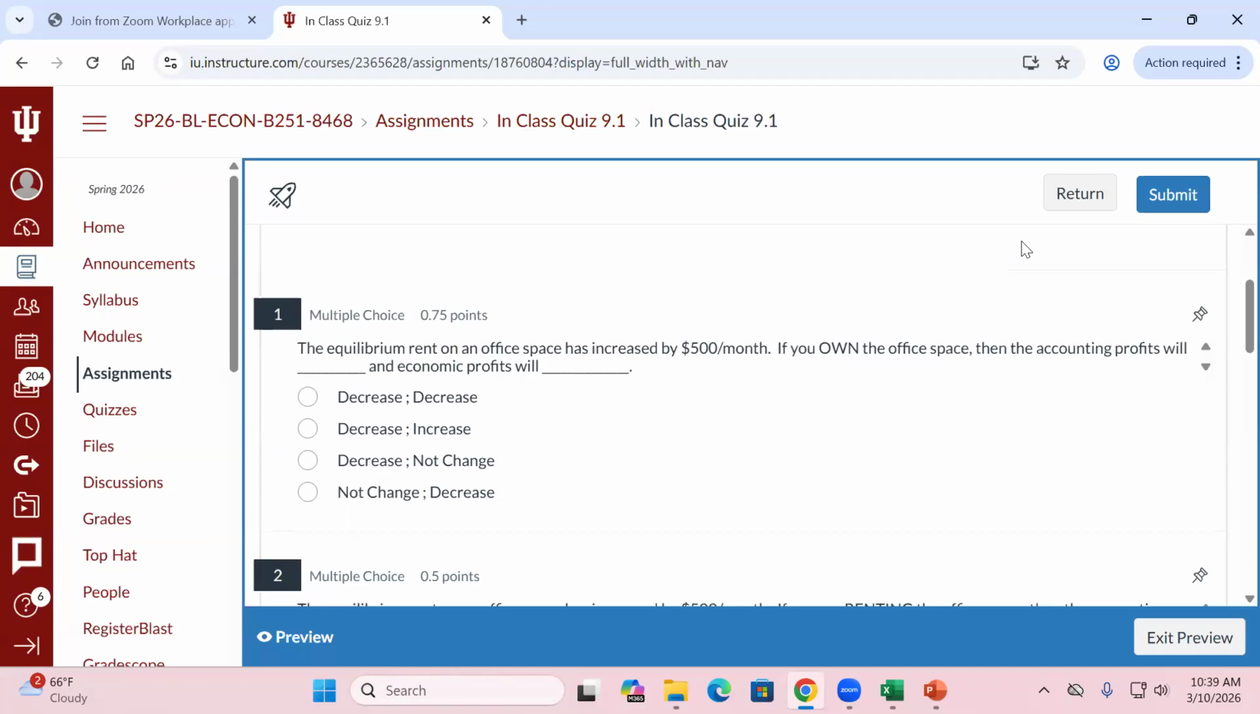So if the implicit cost is higher, my economic profits should be decreasing. My accounting profits wouldn't change if I owned the space, but my economic profits, because it changes the implicit cost, would actually be going down. The implicit costs are higher. I could be renting it out for even more money, but I'm not. So my implicit cost is higher, which means my economic profits are subtracting a larger value and going down. Okay.